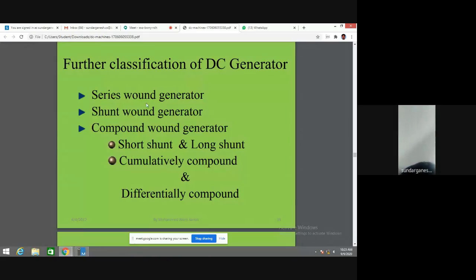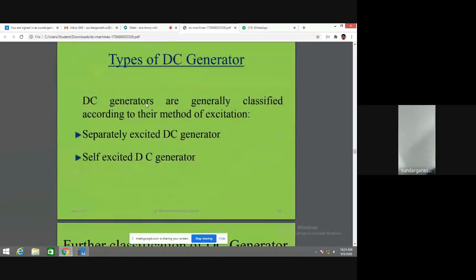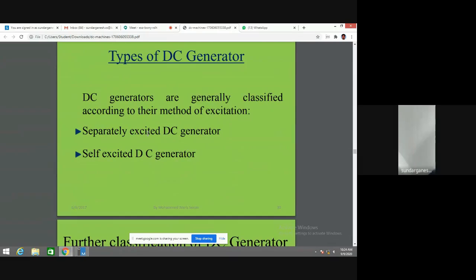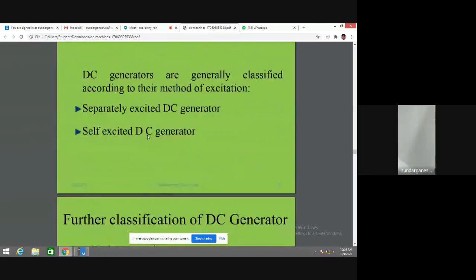If you are asked for the classification of DC generators, depending upon the DC supply you are giving, they are mainly classified into two types, whether separately excited or self-excited. Separately excited means we are giving the field coil a separate supply. Self-excited means, we will see the diagram later, then only it will be understood. Separately excited and self-excited.